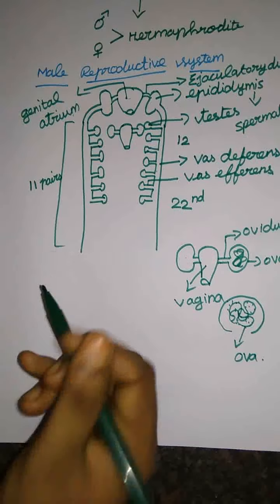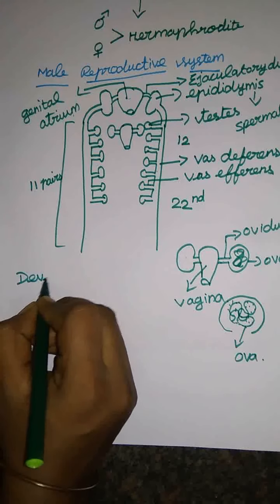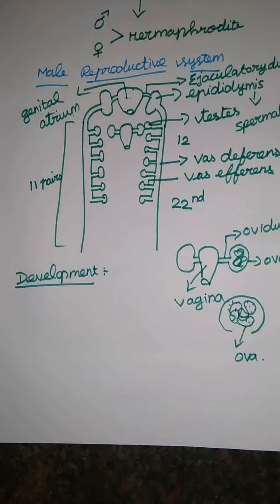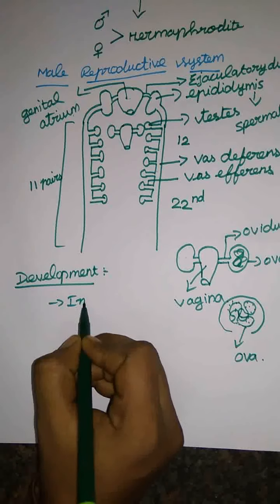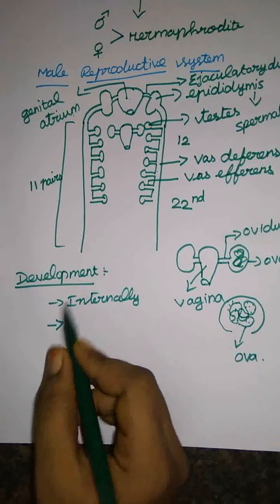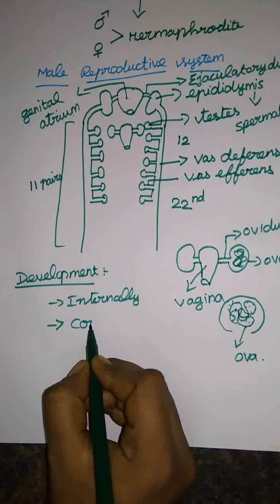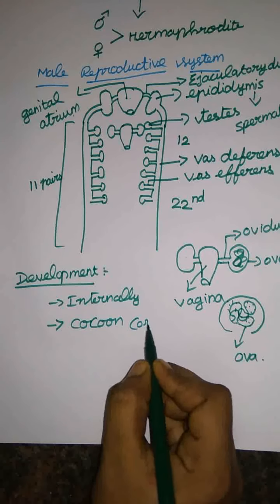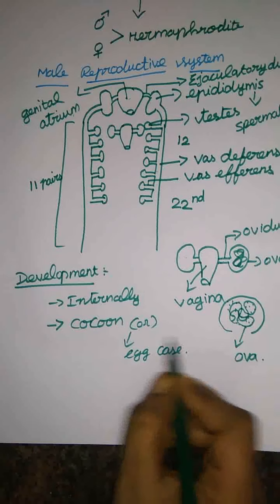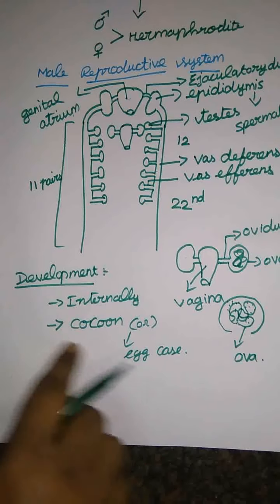Let me move on to the next topic, development. Here the development of a leech takes place internally. This is your 1 mark answer. You have to note that the development of a leech takes place internally. Okay, and they form a clitellum to produce their cocoons. You already said that, right? It is also known as an egg case, which means egg box. In that box they keep all the cocoons.